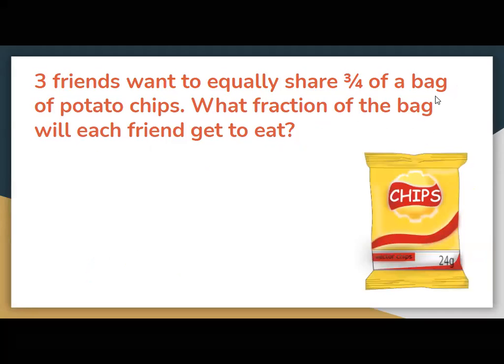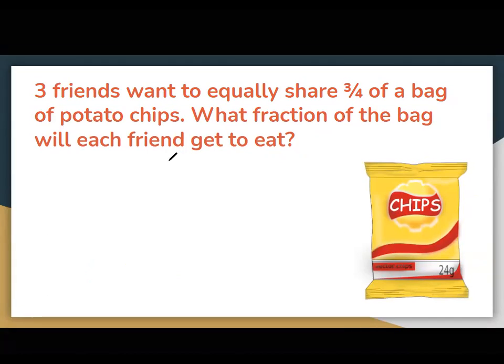3 friends want to equally share 3/4 of a bag of potato chips. What fraction of the bag will each friend get to eat? So we have 3/4 of a bag of potato chips, and we have 3 friends that are wanting to share this. So we need to make sure that what is being divided up is what we are actually starting with. We are not dividing up the friends. We want to make sure we're dividing up the bag of potato chips.